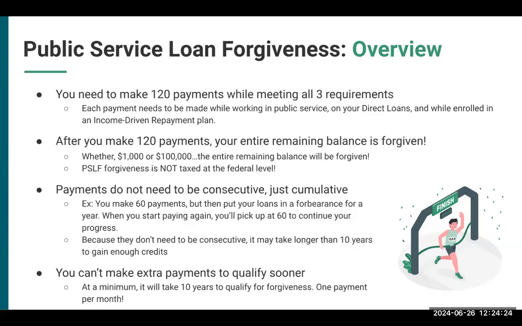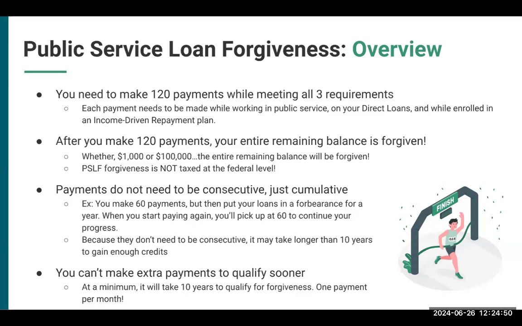So you're probably thinking 120 payments is a lot of payments to make. Many people have gaps in their repayment history. They maybe make a payment that doesn't count, or they switch employers. That's perfectly okay. This program is based on your cumulative payment count. So once you reach 120 cumulative payments, you would then qualify for forgiveness.